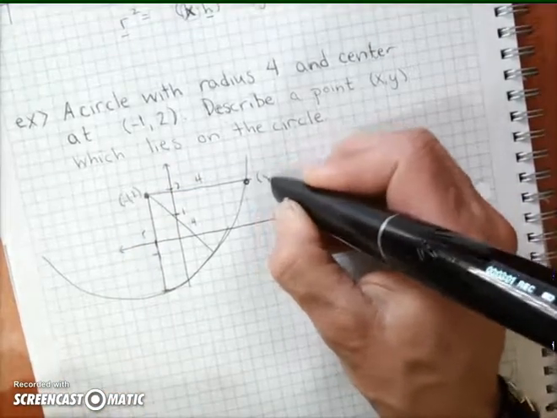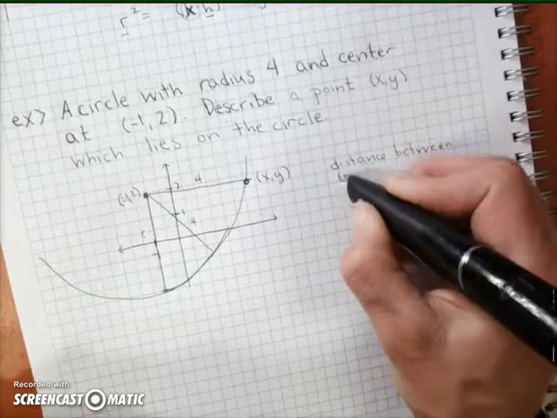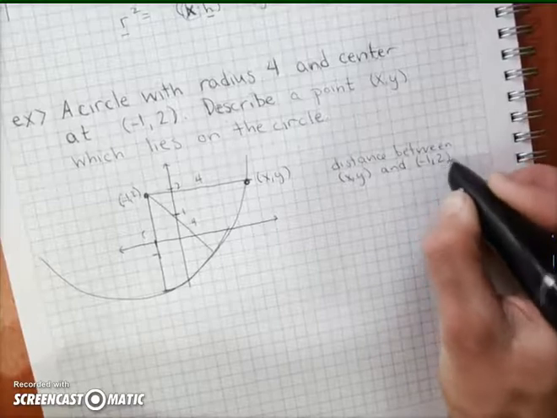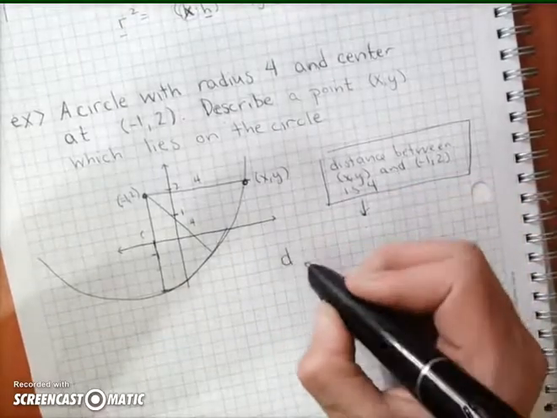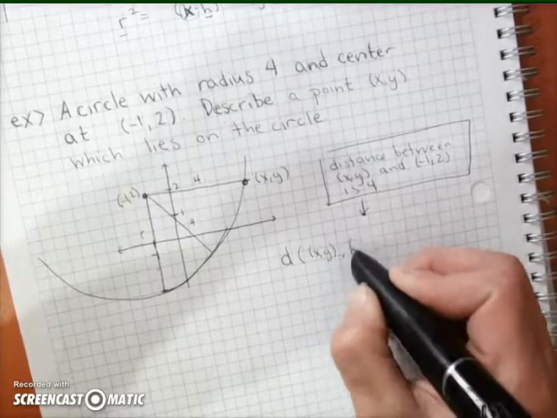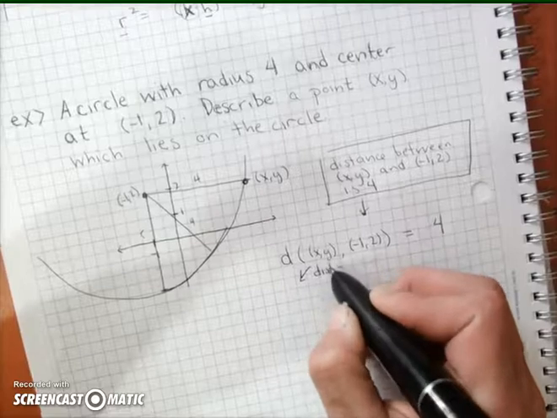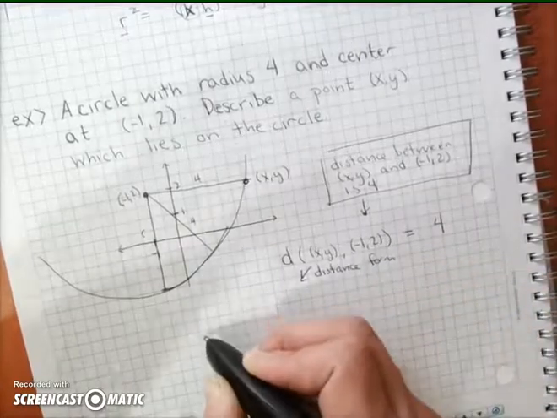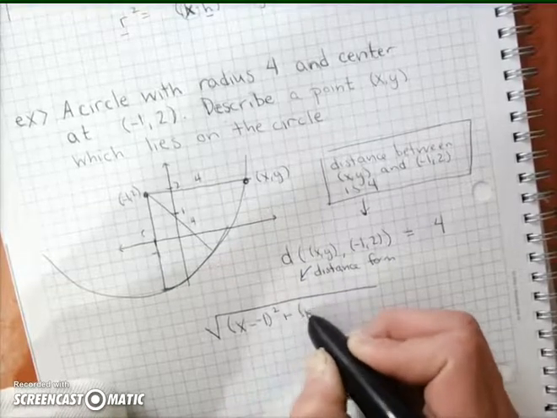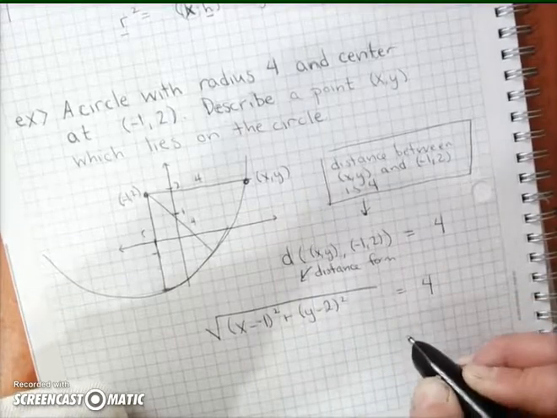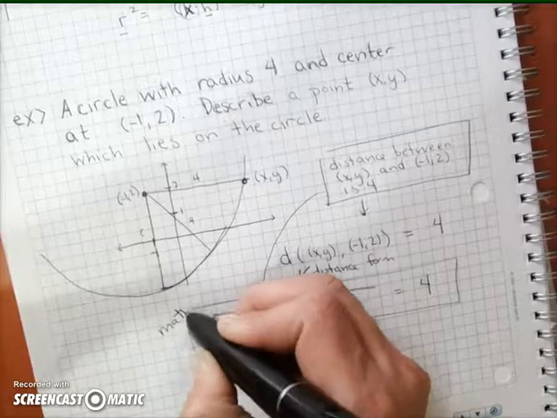So any point on the circle is 4 away from the center, -1, 2. What does that mean? If I pick a random point x, y, this says the distance between x, y and -1, 2 is 4. Okay, let's write this as a mathematical sentence. The distance between x, y and -1, 2 is going to equal 4. Now if I use the distance formula to write the left-hand side, I get that the square root of x minus -1 squared plus y minus 2 squared equals 4. This is just rewriting that mathematical sentence. This is the math, this is the English.